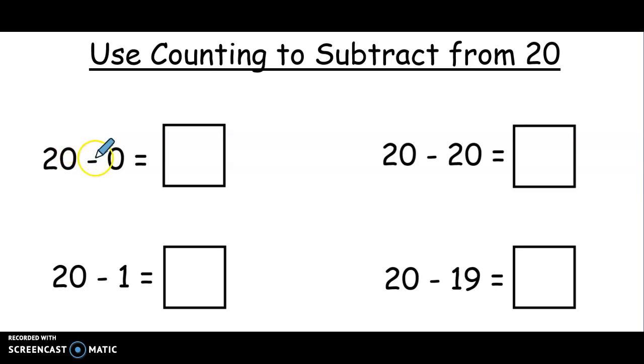All right, so for these problems, we are up to 20 now, and we want to look and see what we're taking away and see if we can use our counting skills that we already have to figure out the answer. So 20 take away 0. So think to yourself, I have 20 cookies and I don't eat any of them. How many cookies do you have left? Yep, it's 20. Okay, now let's look at this one. I have 20 cookies and I eat all 20 of them. Yikes, I'm going to have a stomach ache. But if I eat all 20 of them, 20 take away 20 is 0.